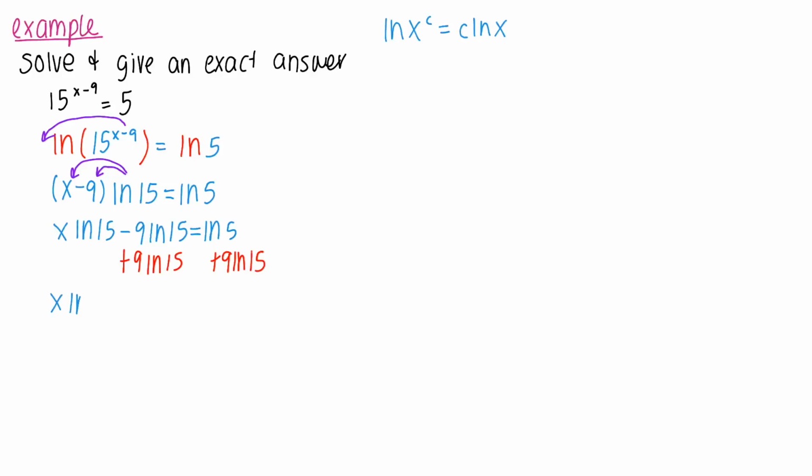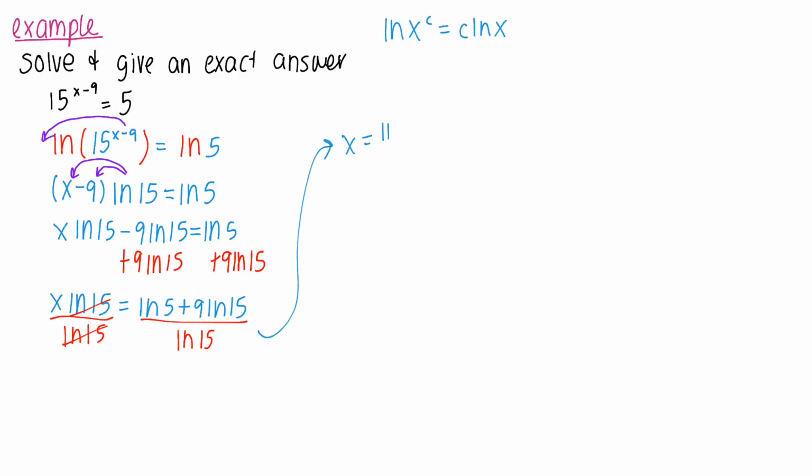I get x ln 15 is equal to ln 5 plus 9 ln 15. And then to get x by itself, I will divide by ln 15 so that these cancel. So x is equal to ln 5 plus 9 ln 15 over ln 15.